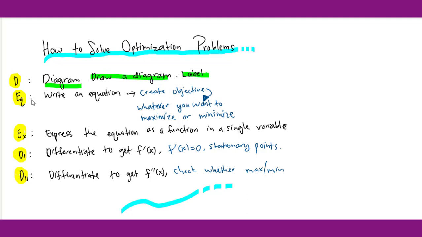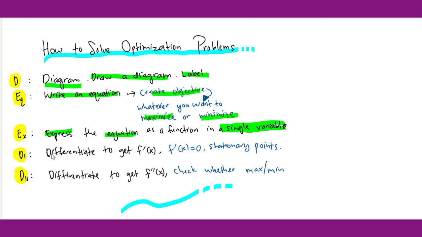The second step is E. E is write an equation. Create the objective, whatever you want to maximize or minimize. The third is express the equation as a function in a single variable, into one variable.